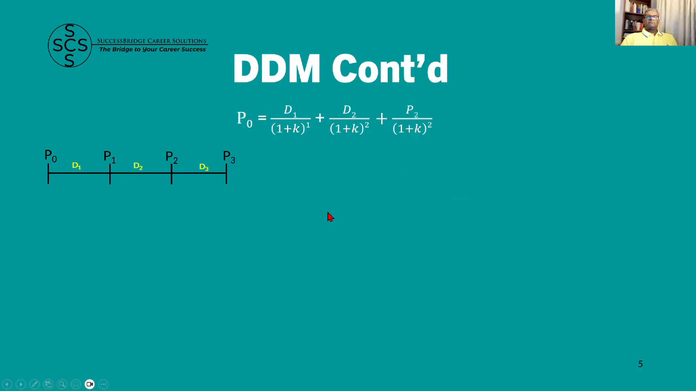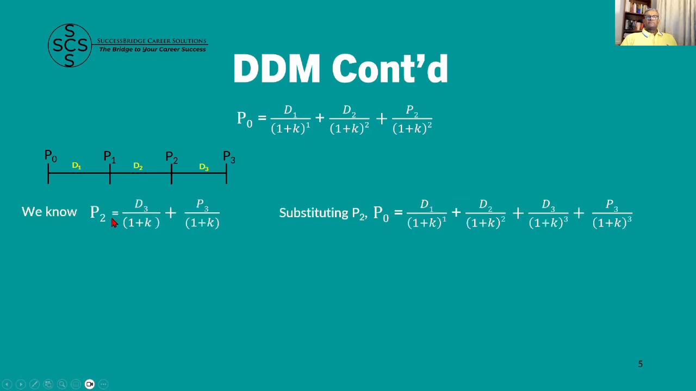So now P2 at this stage, P2 equal to, apply the same logic, D3 divided by 1 plus K plus P3 divided by 1 plus K. Okay, same way we substitute the value of P2 in this equation. So if we do that and simplify, we get P0 equal to this. And you can see the pattern further continuing.